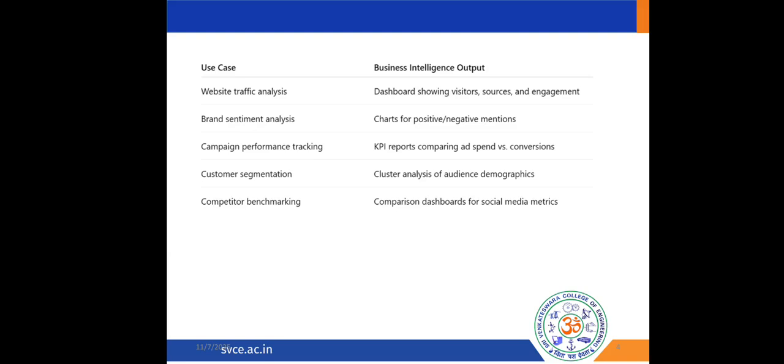And next are the business decisions. The insight gained can help businesses make data driven decisions to better meet customer needs and improve overall customer satisfaction.